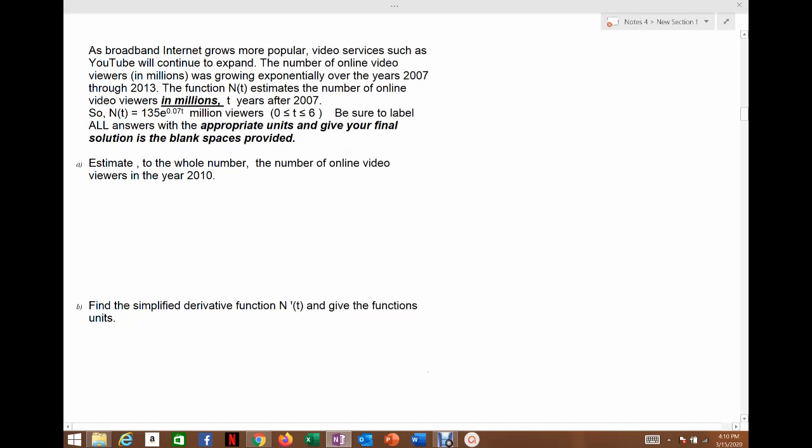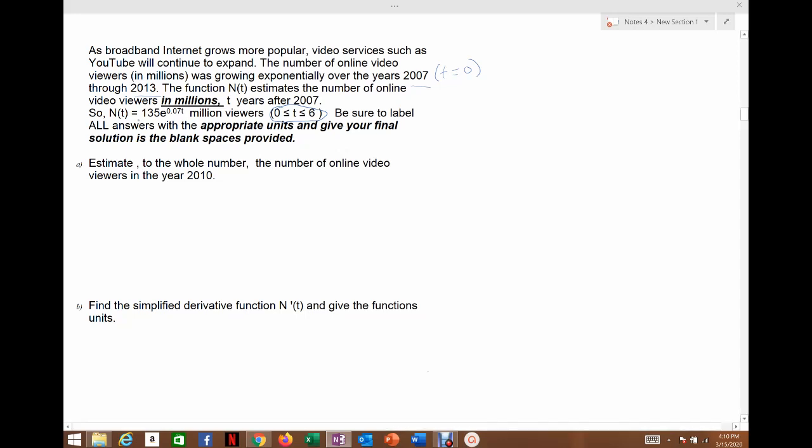All right, so a study was done between the years 2007 to 2013. Over those years, 2007 would be time 0, right? 2013 would be time 6, 6 years after 2007. So our domain is just 0 to 6. All of our answers for time should be between 0 and 6, year 2007 to 2013.